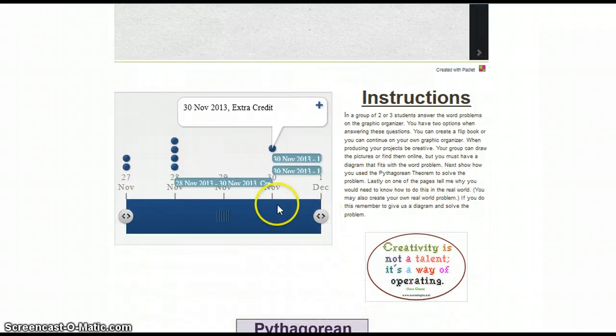I mapped out a suggested timeline for the project to the left, and I encourage students to be creative since I am not. That is why I have this little creativity graphic. Creativity is not a talent, it's a way of operating.